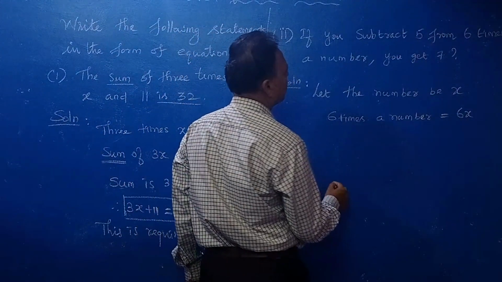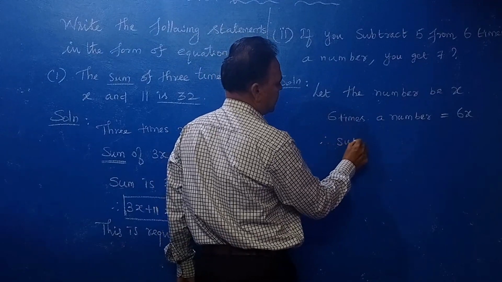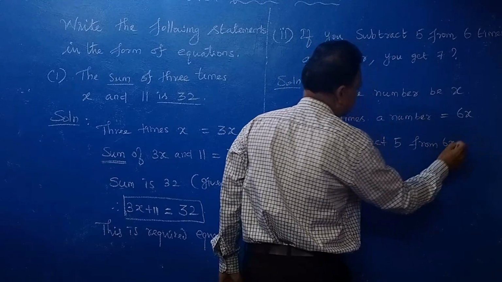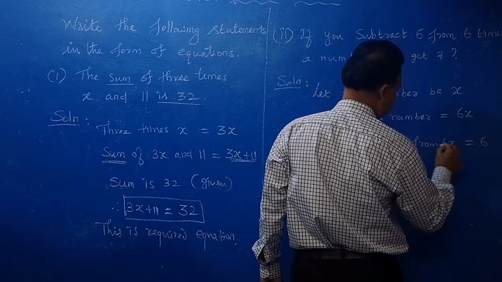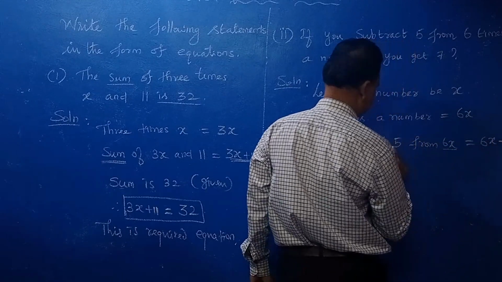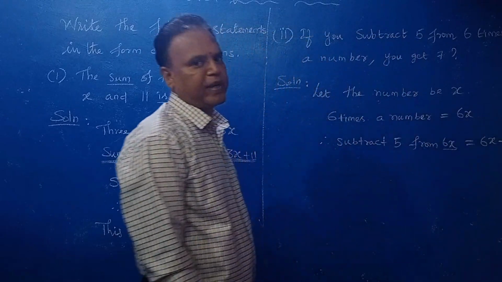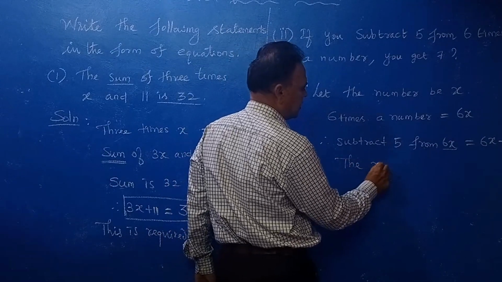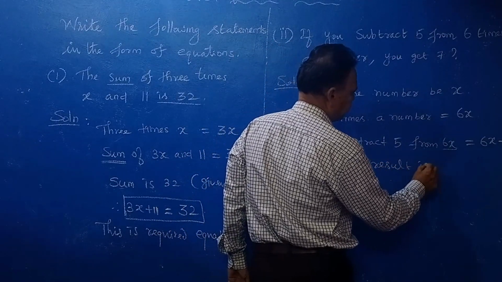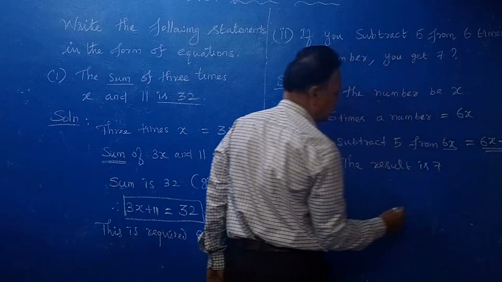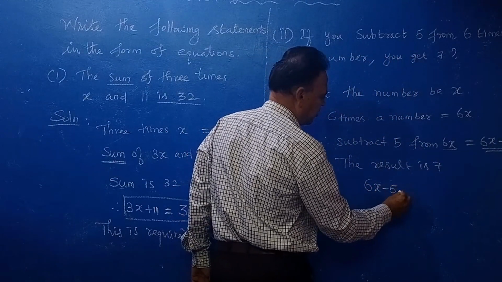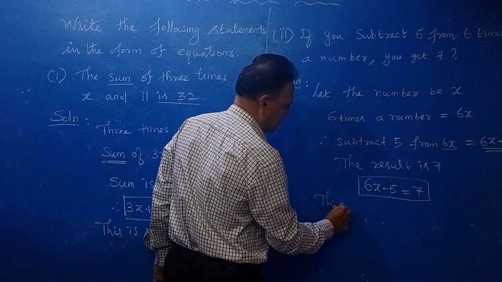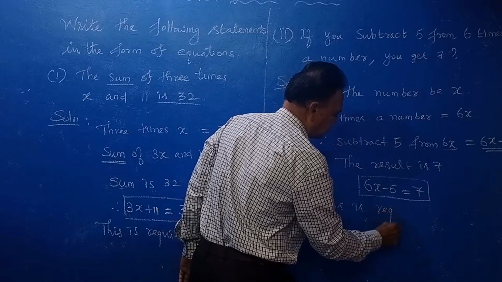Subtract 5 from 6x. That means you have to write first 6x, minus 5. Now the result is 7. Result means this is the result. So you write 6x minus 5 equal to 7. So this is the required equation.